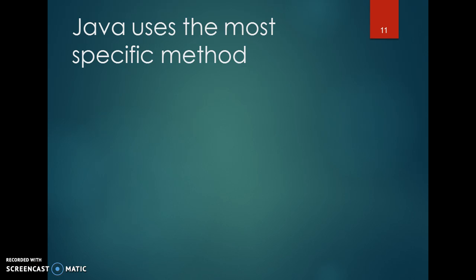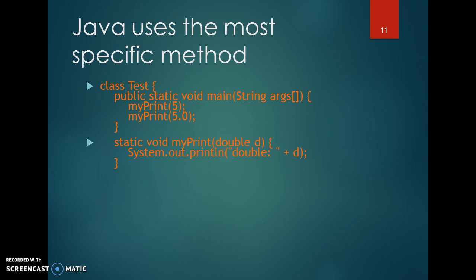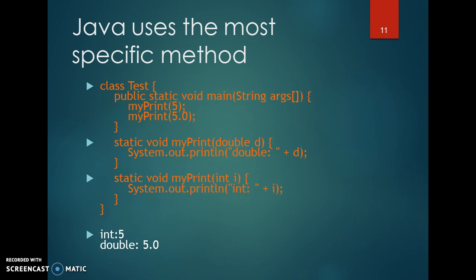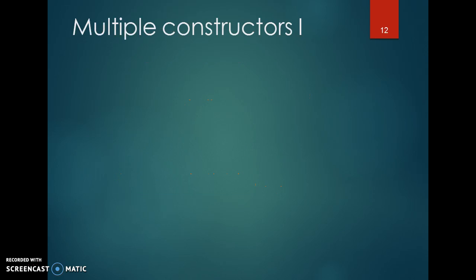Java uses the most specific method. When I have overloaded a particular method and I am calling it passing appropriate parameters, which of the overloaded methods to call gets decided at compilation time. That's why overloading is called compile time polymorphism. So this is how we can show that which overloaded method is being called is decided at compile time.